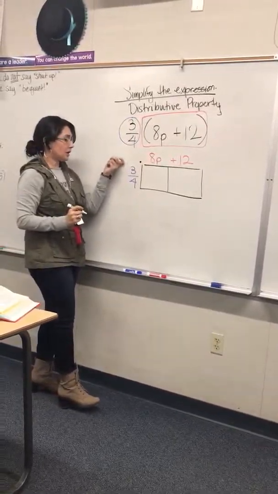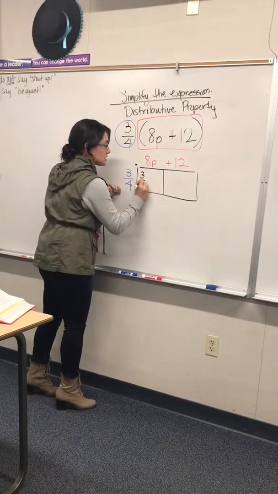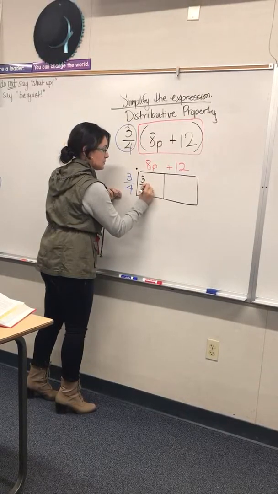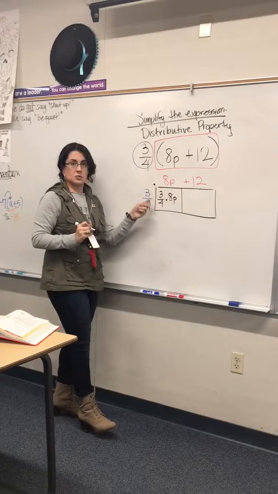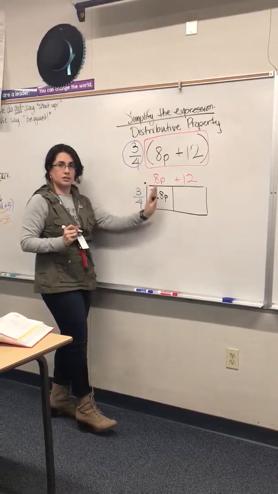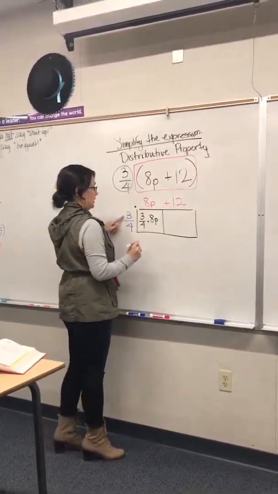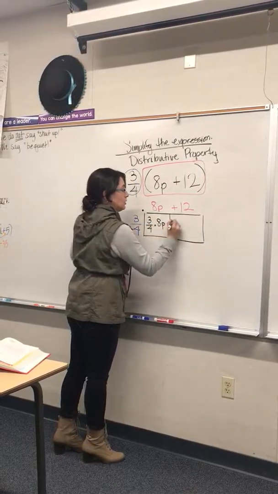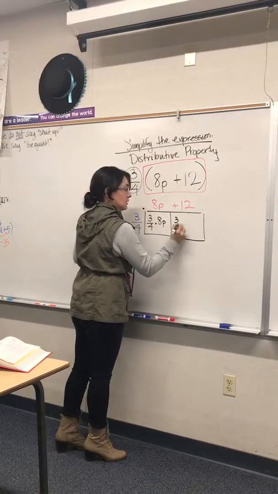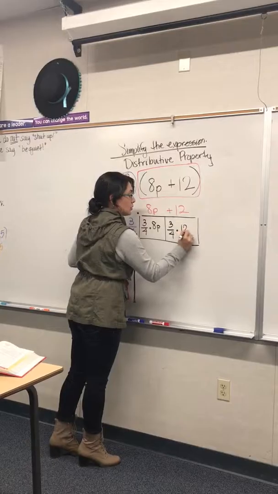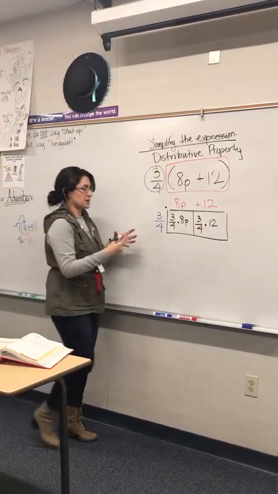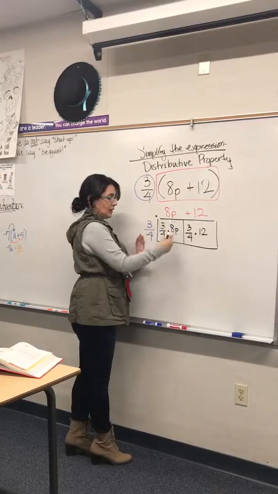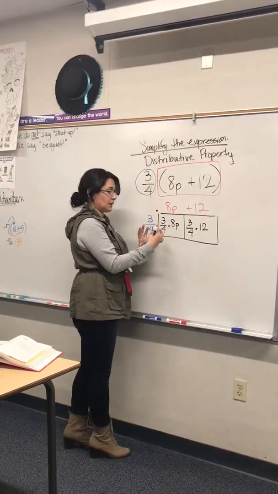Okay, so I'm going to do 3/4 times 8p. And I'm just going to leave it this way. We'll do all the simplifying in a little bit. And then I'm going to do the same thing here, 3/4 times 12. Okay, so within each of the boxes, now I can start to simplify.